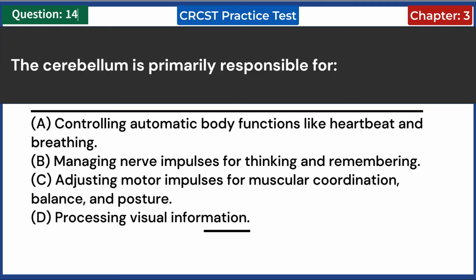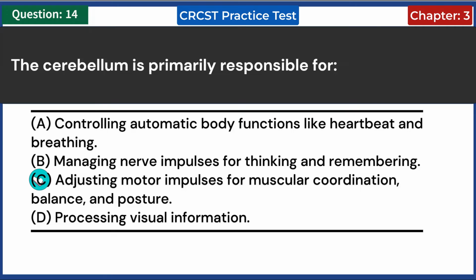Controlling automatic body functions like heartbeat and breathing. B. Managing nerve impulses for thinking and remembering. C. Adjusting motor impulses for muscular coordination, balance, and posture. D. Processing visual information. Answer: C. Adjusting motor impulses for muscular coordination, balance, and posture.